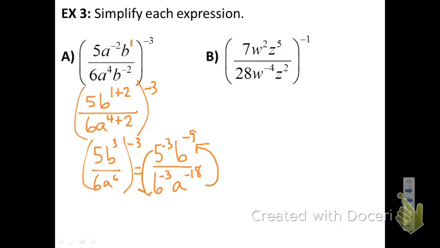So I'm going to go ahead and rewrite that. At the same time, I'm going to multiply. So this 6 to the negative 3 on the bottom would become 6 to the third. And I'm going to go ahead and multiply that out. 6 to the third is 216. And the a will move to the top, so we get a to the 18th. 5 to the negative 3 will move to the bottom, and you get 5 to the third, which is 125. And the b to the negative 9 will move to the bottom to become b to the 9th. And now we don't have any negatives in our expression.